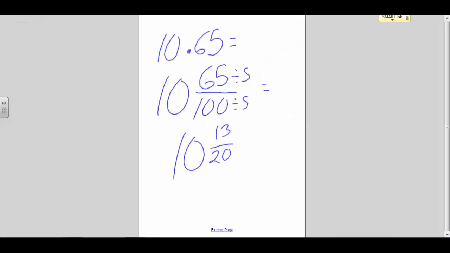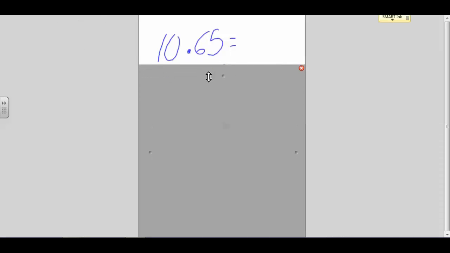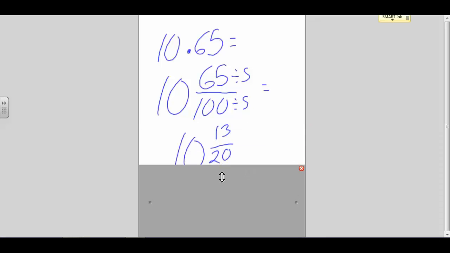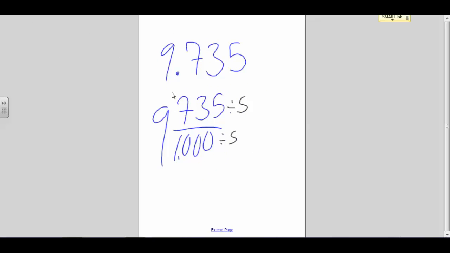I then did an example with the students in which we started out with a number like 10 and 65 hundredths. We rewrote it as a fraction, as 10 and 65 hundredths. We decided that the number 5 could go into both. Now, we didn't decide that was the GCF. We just said, hey, it goes into both. Let's give it a try. We divided it out, and we found that it reduced down to 10 and 13 twentieths. At 10 and 13 twentieths, we realized that it could no longer be reduced, and so it was in simplest form, which was great.